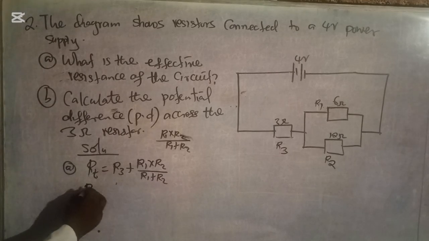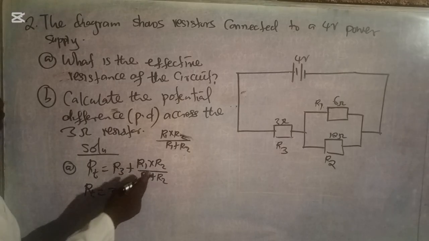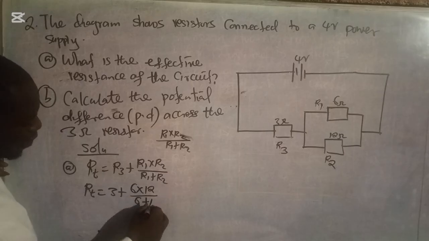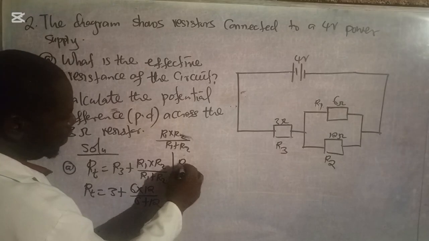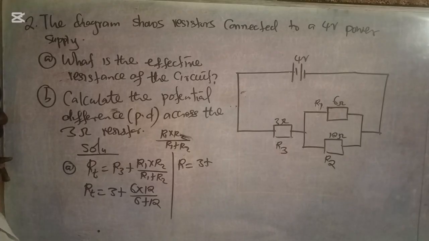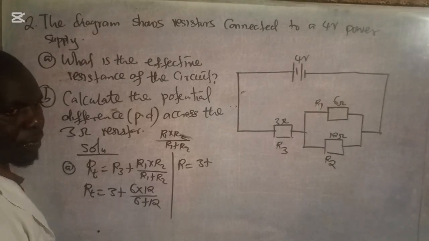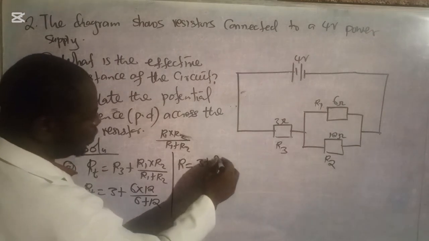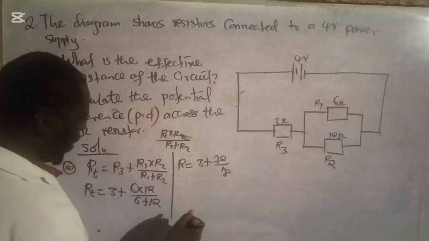So now total resistor is equal to R3, which is 3, plus those two, we multiply 6 times 12 over 6 plus 12 altogether. Then from here we proceed. So 3 plus, multiply 6 times 12, which is 72, over 6 plus 12, which is 18. Can you say divide now?